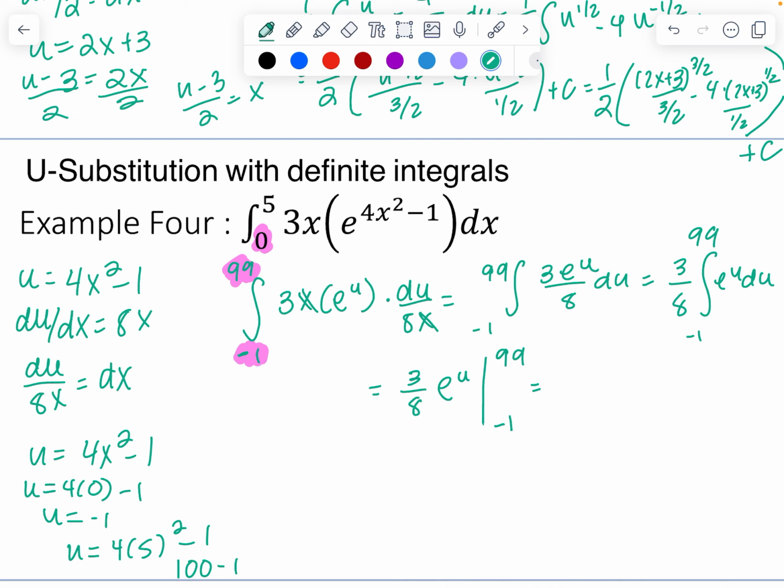So all I'm going to do is 3/8 times e to the 99 power minus 3/8 times e to the -1 power, and I'm just going to stop there. We don't even need to simplify for the sake of time, but you can simplify that. And you don't add the plus c because it's a definite integral, and the c from evaluating the first bound and the c from evaluating the second bound would just cancel each other out.